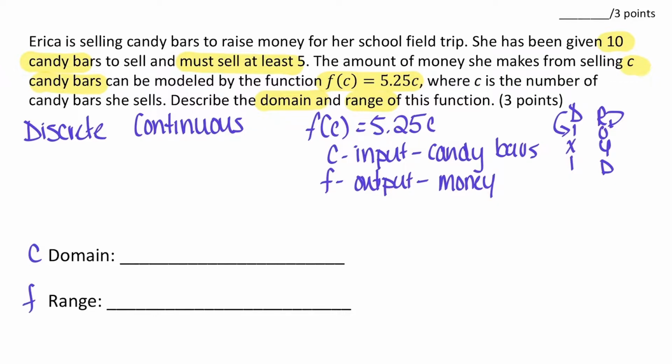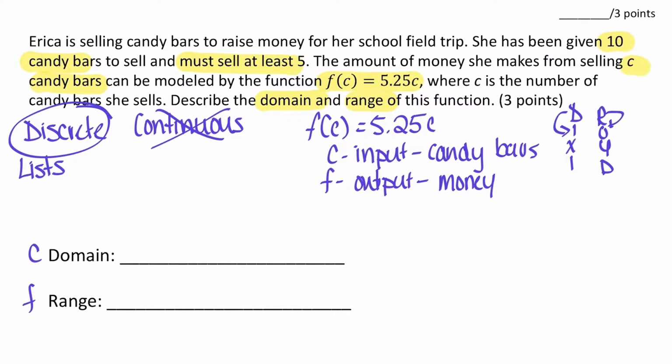So when we talk about whether it's discrete or continuous, when we talk about candy bars, you can't have half a candy bar or a fourth of a candy bar. We can only sell whole numbers of candy bars. So that's why this function is going to be discrete, because although money is continuous, candy bars can only be described by specific values. So this is going to be a discrete function, so that means we're going to have to use lists for the domain and range.